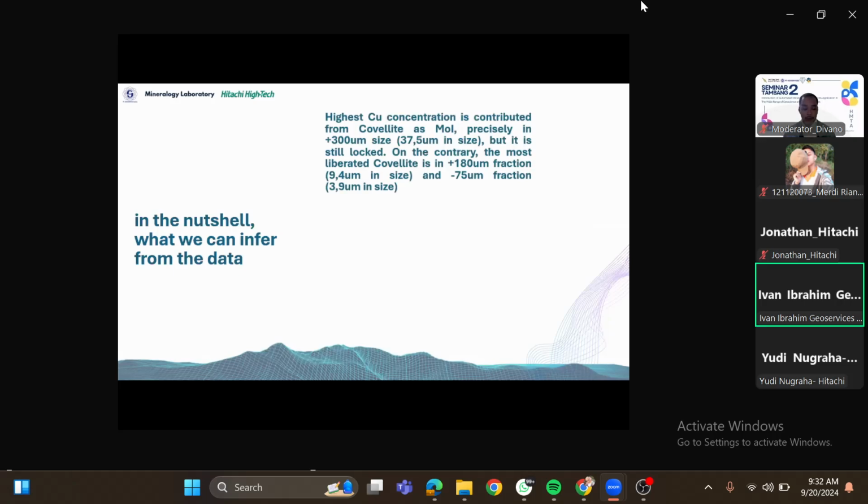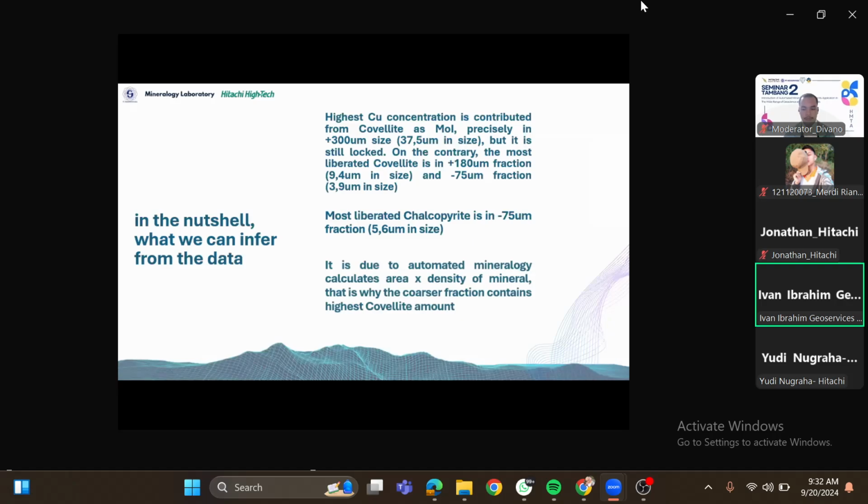Jadi dari penjabaran singkat kali ya menurut saya terkait beberapa dataset. Jadi kita bisa tahu nih Cu concentration itu sebenarnya paling tinggi kan di sampel pertama. Tapi dia masih dipeluk nih gitu. Kenapa? Oh, datanya besar karena ukurannya juga besar. Lalu yang bebas itu ukurannya udah kecil-kecil. Sementara chalcopyrite paling bebas itu di minus 75 dengan ukuran minus 5,6. Sebagai tambahan, kenapa concentration-nya juga besar, karena dari automated mineralogy system ini kita calculate area sama densitas dari mineral itu sendiri.